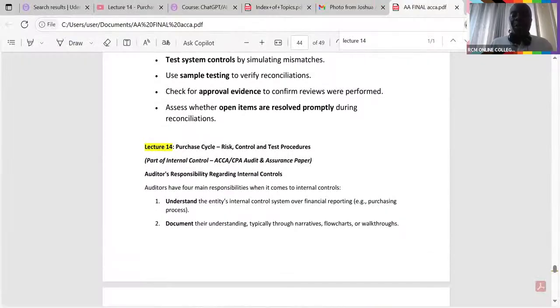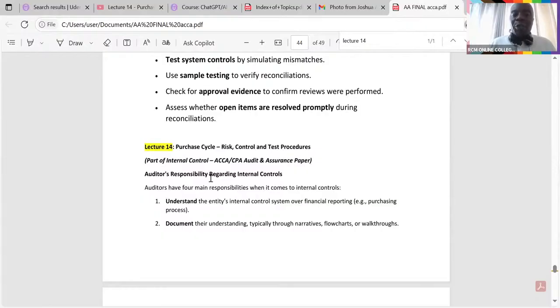So remember then, you as an auditor, of course, you'll not be the one who is going to design and put in place internal control systems. Ours is to understand. We as auditors are called upon by the International Standards on Auditing, ISAs, to understand the controls, to understand these internal controls. Just a quick reminder, ladies and gentlemen, of what we did in our last class. The auditor's responsibility, that is lecture 14, purchase cycle, risk control and test procedures.